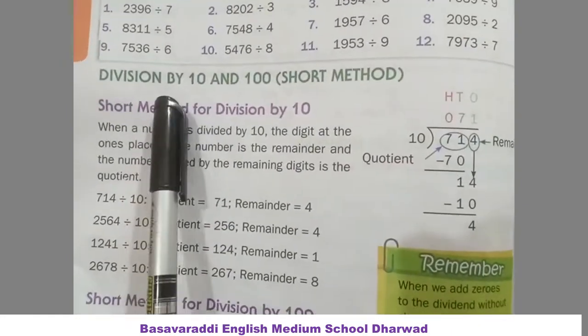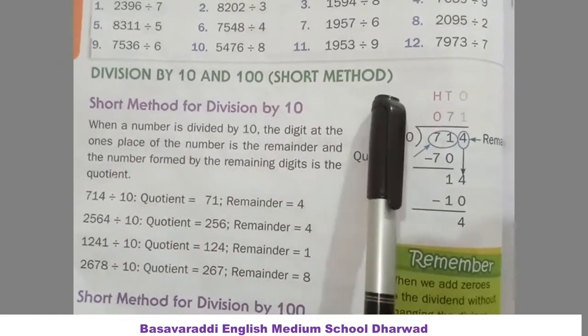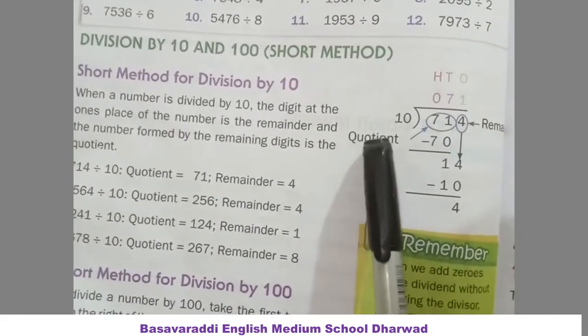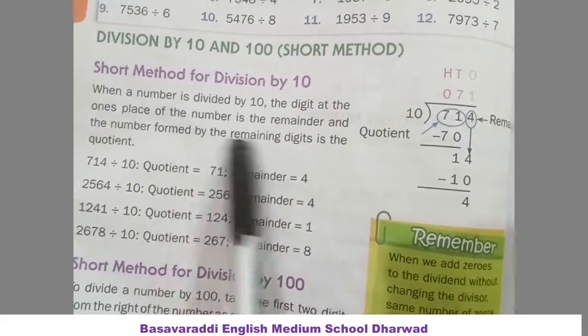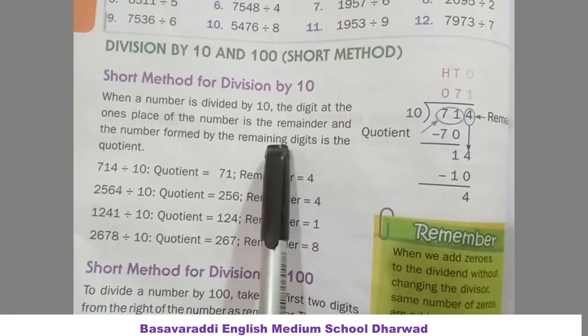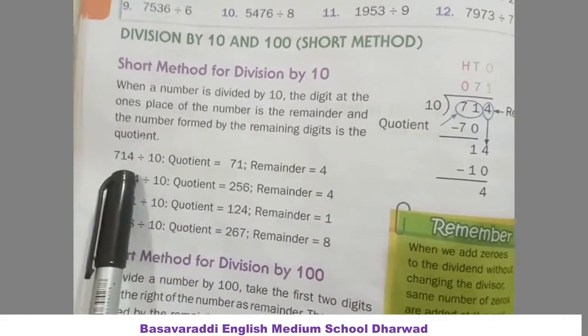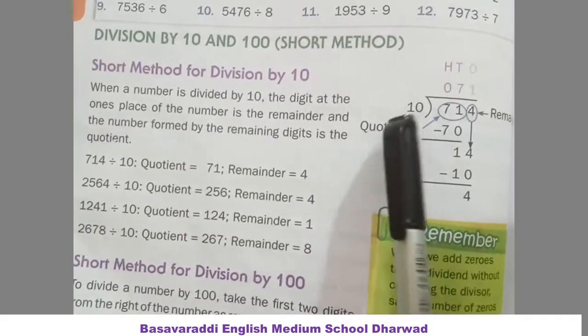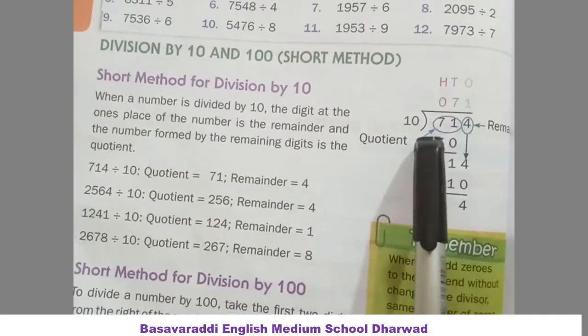Division by 10 and 100 shortcut method. See how we are doing this one shortcut method. See, that is a 10. For example, this one: 714 divided by 10. Dividing by 10, the 1 is in the 100's place, so 10 is bigger.